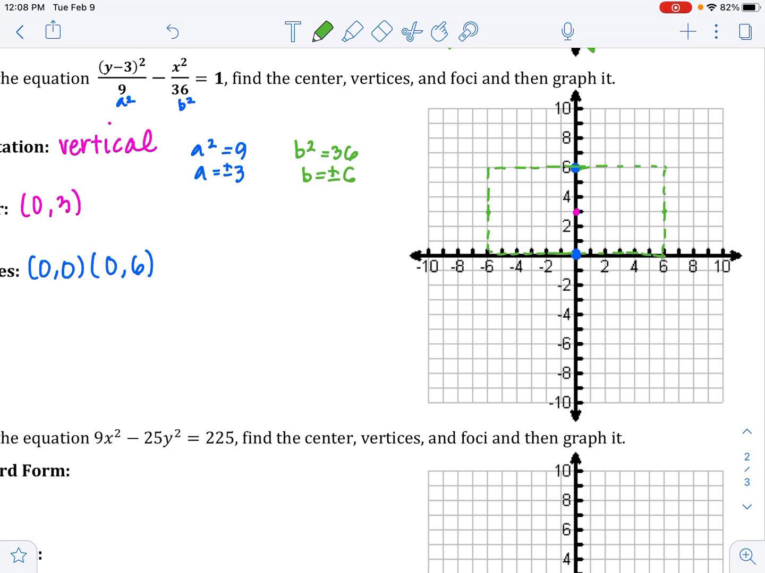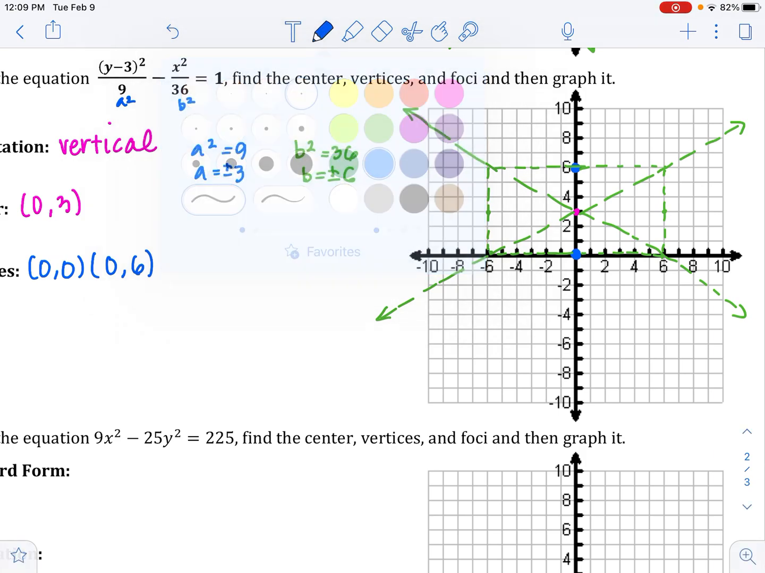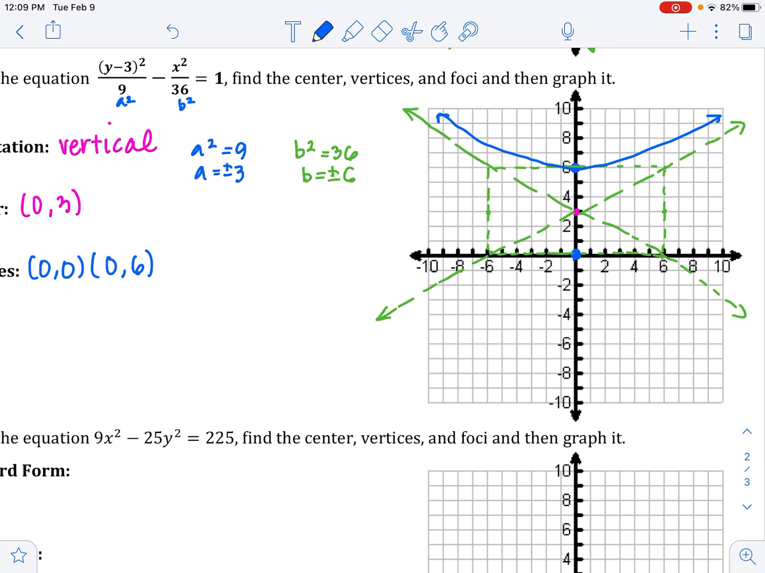And then go ahead and draw on your asymptotes through the center and out the corners. Notice I can't make a straight line to save my life, so I start at the center and go out a corner and then go back. Ugh, it's awful. Okay. Go back to your vertices. They're in blue there. And make your vertical hyperbola. This is a very wide hyperbola.